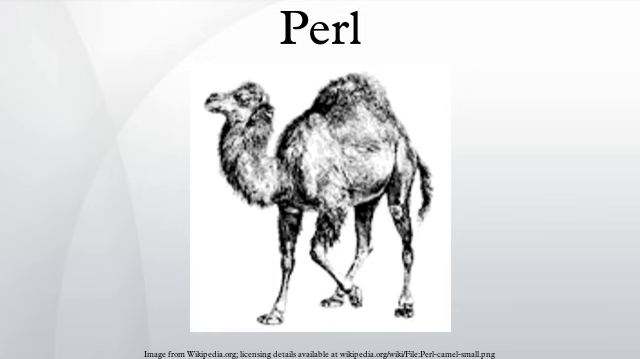Name: Perl was originally named Pearl. Wall wanted to give the language a short name with positive connotations.